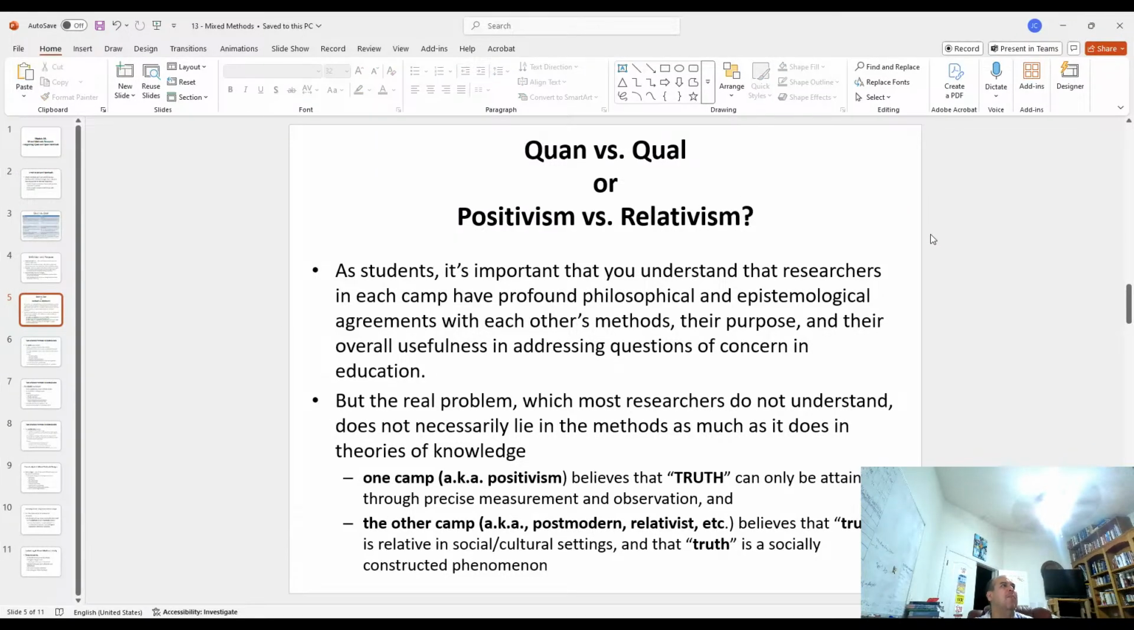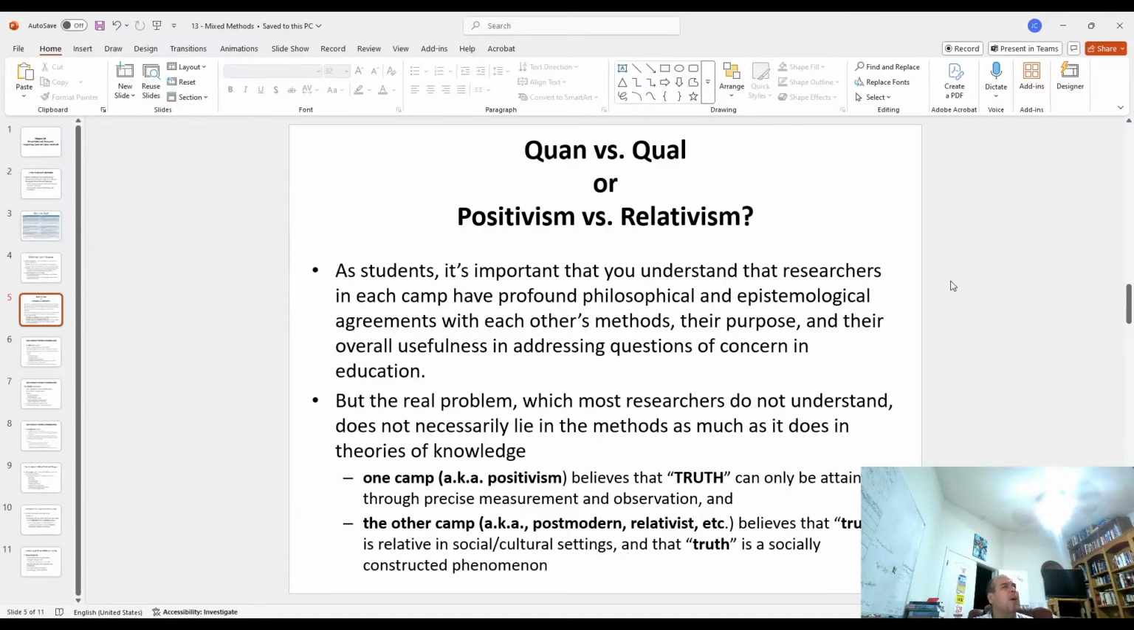Positivism versus relativism. Okay, students, it's important to understand that the philosophical and epistemological groundings of people usually are going to determine if you want to train in quantitative or qualitative research. And they both have different purposes. They're both useful in different ways, but they're both concerned with solving education problems, world problems, social science problems. They just approach it in a different way.